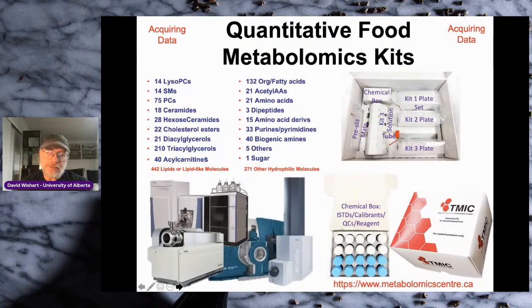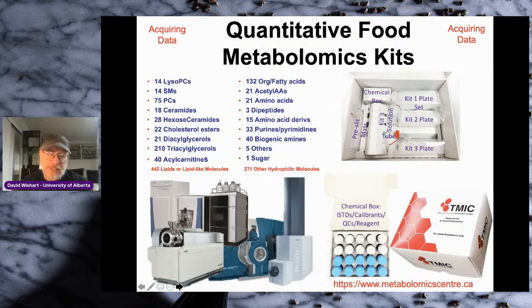We've been working on a variety of kits and systems over the years, some for NMR, some for mass spec. This is an example of one of the kits that's been developed to measure a little over 700 different compounds. Not only identifies, but quantifies with very high precision a whole range of lipids, fatty acids, organic acids, amino acid derivatives, nucleic acids, polyols, and a whole range of other things.